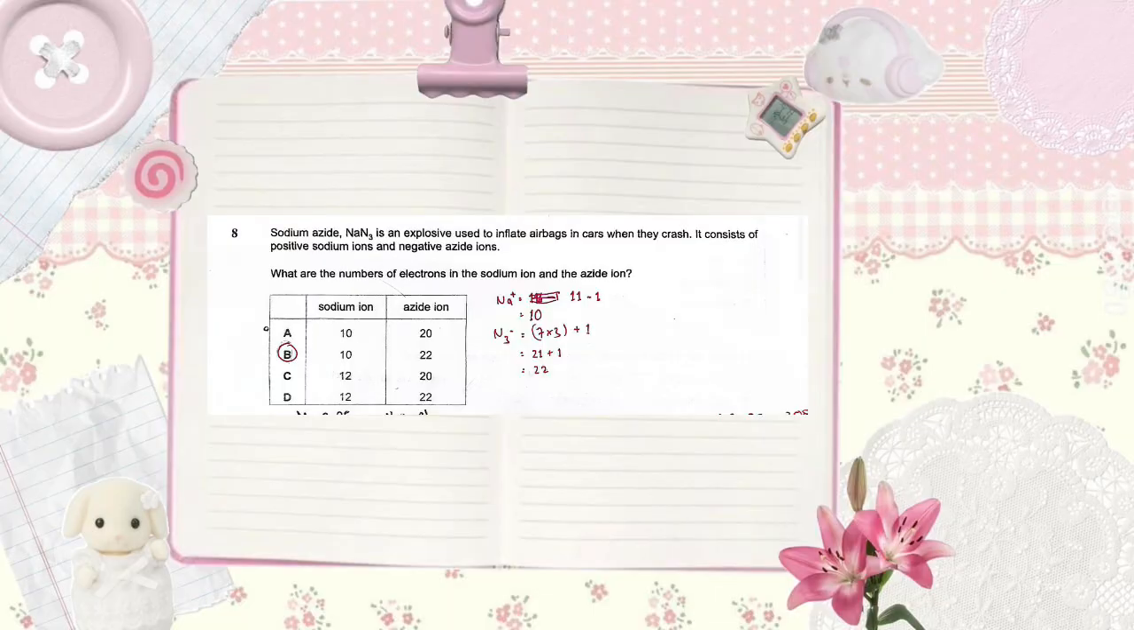Okay, next question. This is the number of electrons in the sodium ion and the azide ion. So for sodium plus, we're going to use the formula electrons minus ion charge. For the sodium ion, the charge is 1, so it's 11 minus 1 equals 10. And for the azide, the electrons are 7 times 3 because it is N3 minus, so it is 21 plus 1 for the ion charge, so it equals 22.